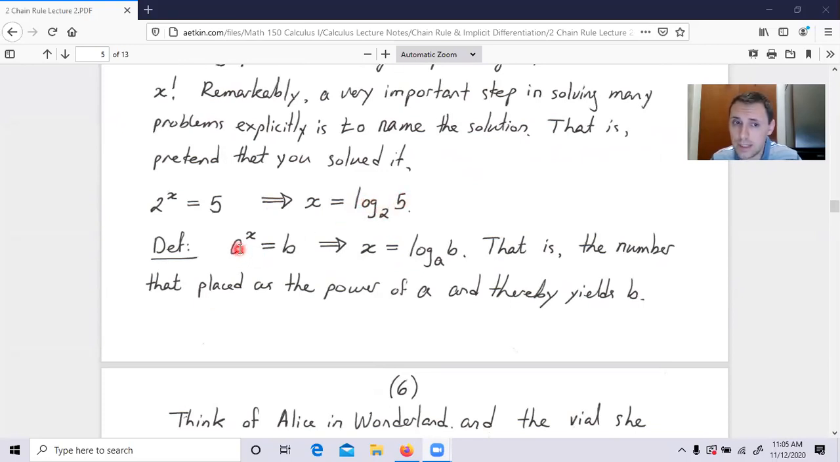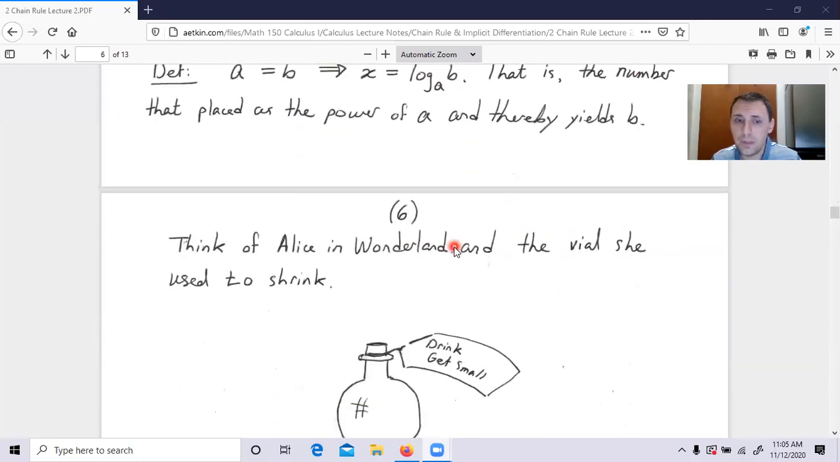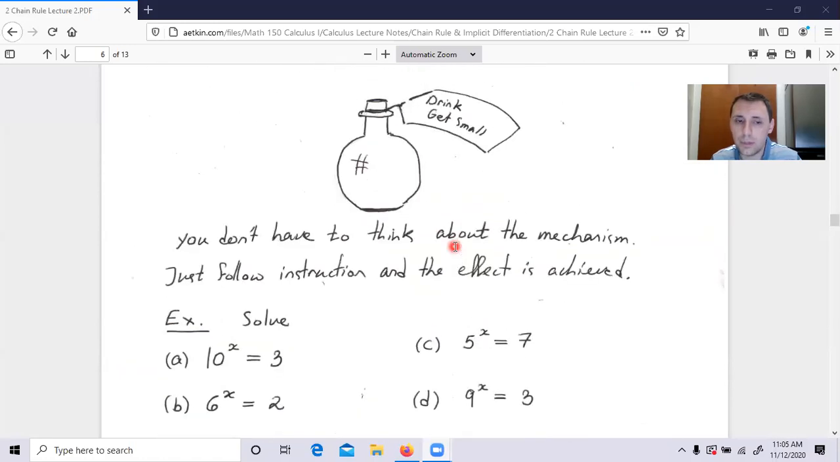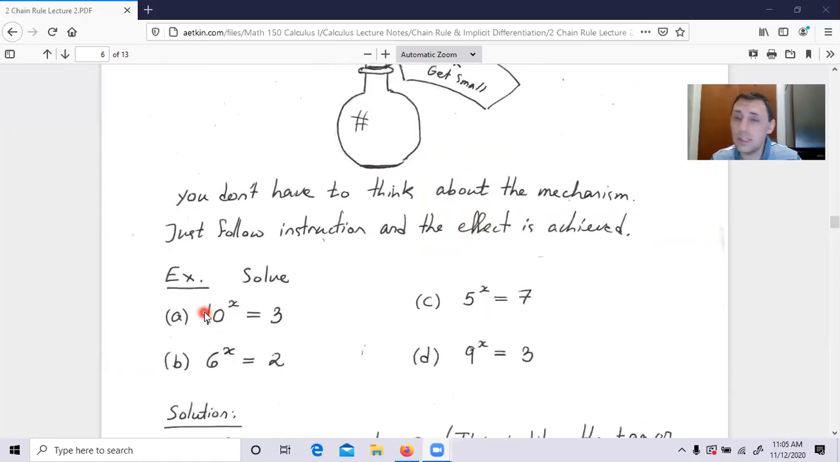In general, if it's a to the power of x equal to b, you would say the answer is log base a of b, to mean place it on top of a and you will get b. Let's have a quick comprehension check. Please, in your solution, type what is a, b, c, and d.